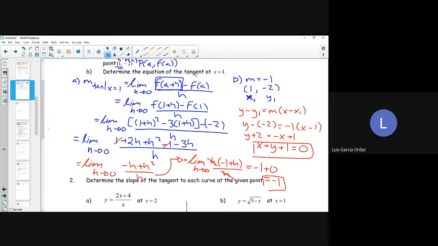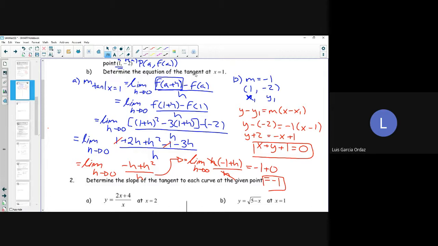Or if you want it in the form of y is equal to mx plus b, we get y is equal to -x minus 1 as our equation of the tangent line. The only reason why this may be a bit tedious is because you're writing the limit over and over again. So this is why it may appear as tedious to do half the time. Okay.